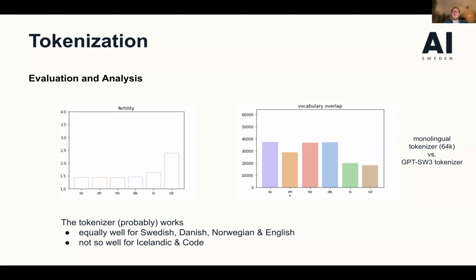On the right-hand side, we also trained monolingual tokenizers for each language with the same vocabulary size and computed the vocabulary overlap. There you see that the monolingual Swedish tokenizer has roughly 40,000 subwords that are also part of the GPT-3 tokenizer. Interestingly, less for English and even less for Icelandic and code. Interestingly, because the fertility score for English is the same as for the Scandinavian languages. So our conclusion from this is that the tokenizer probably works equally well for Swedish, Danish, Norwegian, and English, and not so well for Icelandic and code.